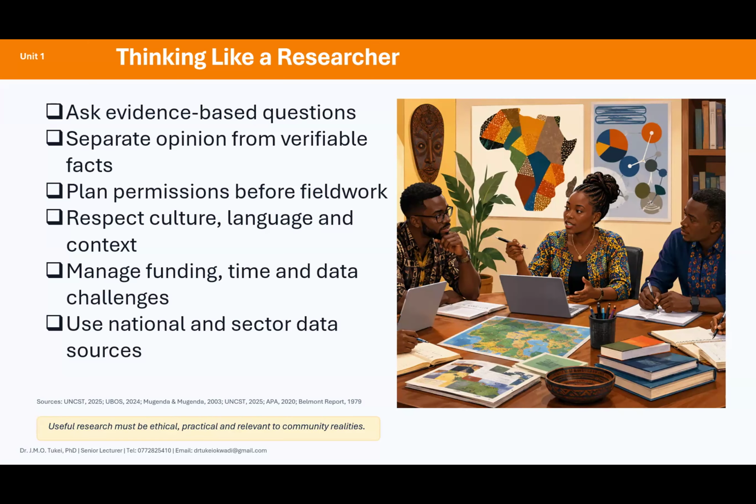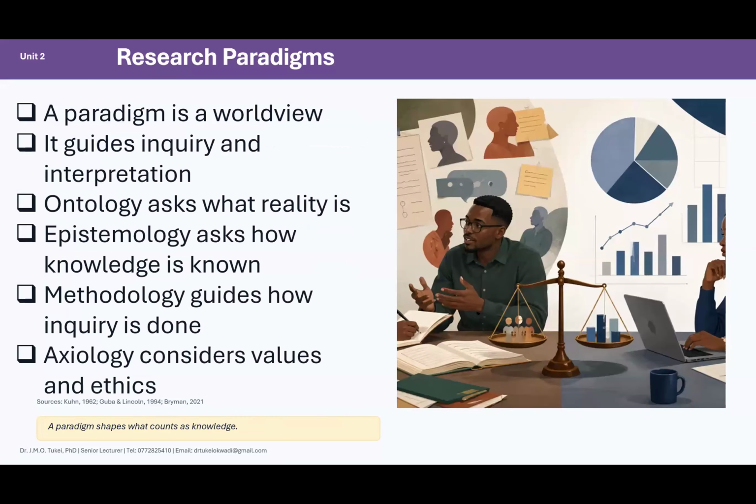Colleagues, the useful and the key message here is, useful research must be ethical, feasible, and grounded in local realities. That's what you ought to understand. Colleagues, having said that, let's now look at our unit number 2. Somebody may be asking, where have we reached? Unit 2, meaning we're remaining with other 5 units.